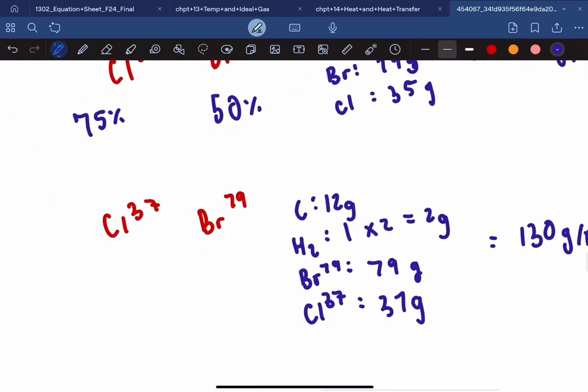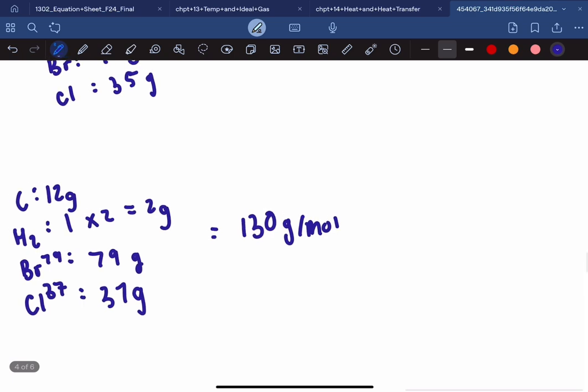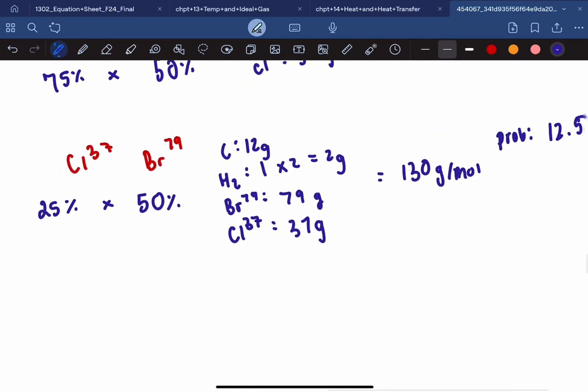And then similarly, we're going to do the probability. What's the probability that you find Cl37? It's 25%. The probability that you find bromine 79 is 50%. So when you multiply these two together, you will get the probability to be 12.5%. Okay. So that's that. Then we have more isotopes we can do, right?